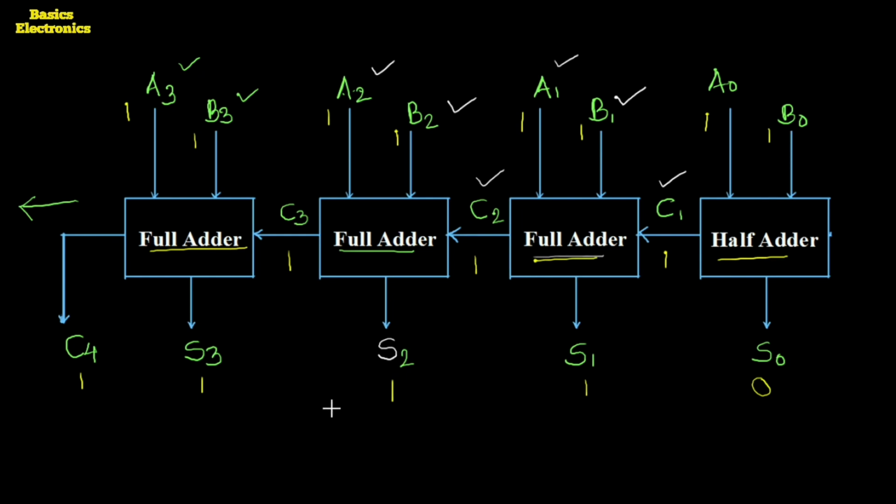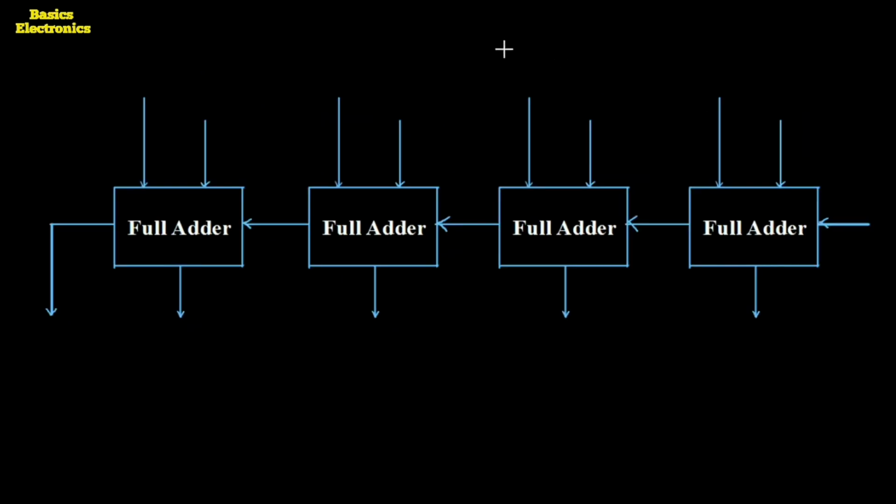Okay, now we have to see the other circuit, but that circuit has only one change, and that change is instead of using the half adder we use all full adders. So this is a logical circuit having all full adders which performs the addition of the two 4-bit numbers. So that's why we call this circuit a 4-bit binary adder.